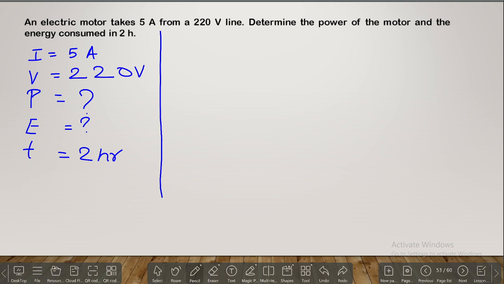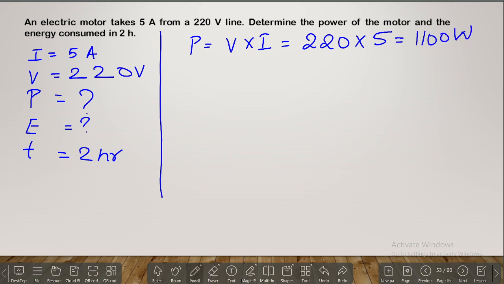First, let's calculate the power. So P is equal to V into I. What is the value of V? 220 into I. What is the value of I? 5. 220 into 5, 1100 watt. What is the value of power over here? P is equal to 1100 watt. So this 1100 we need to convert into the commercial unit. In order to convert into a commercial unit, we divide the given number by 1000. 1100 by 1000 is going to be 1.1 kilowatt.